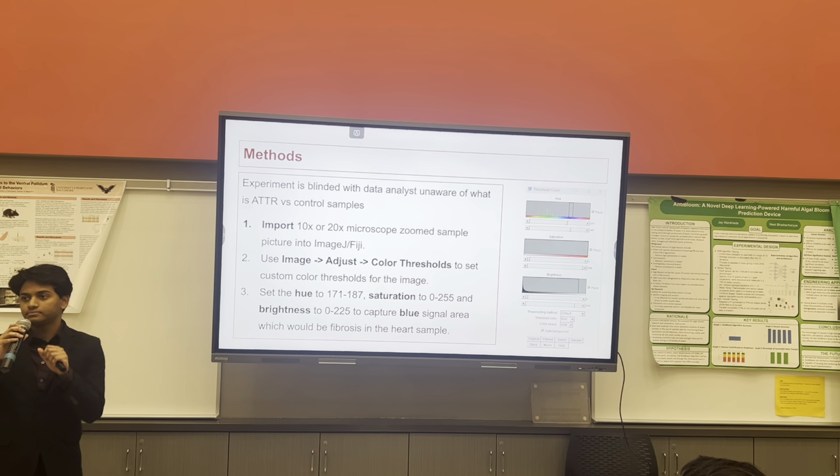What we do is go to image, adjust, color threshold, to set custom thresholds for either blue, or red and blue, to get those specific values. To get just the blue, which would be the fibrosis, the bad stuff that we don't want to see in a heart, we set the hue to 171 to 187, the saturation from 0 to 255, and the brightness to 0 to 225. These two values stay the same between blue and red. The only value that changes is the hue, to get blue or blue and red. So this would capture the blue signal area, which would be the fibrosis within the sample.